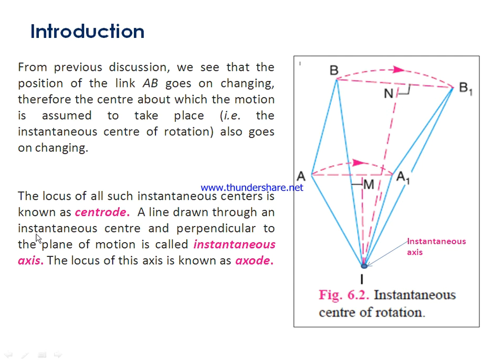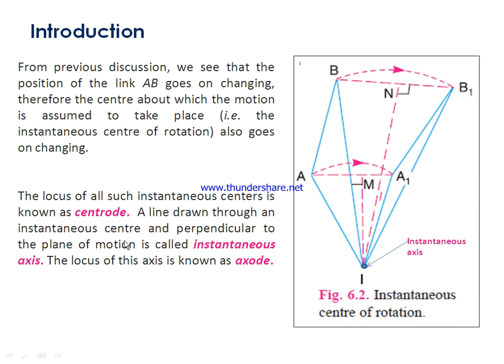changes. Now under this situation, the locus of all such instantaneous centers is known as centroid. If all these instantaneous centers are joined, you will get a locus, a curve, and that is called the centroid. Centroid is nothing but the locus of all the instantaneous centers.